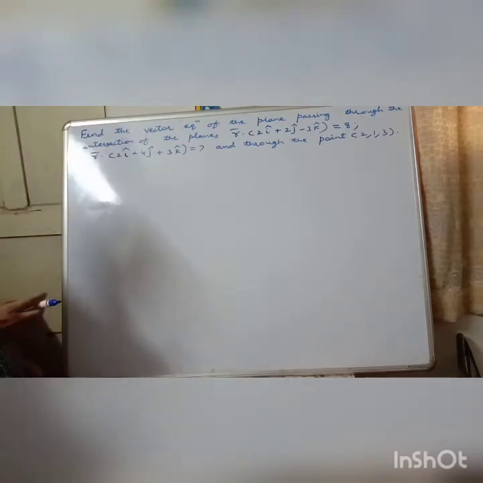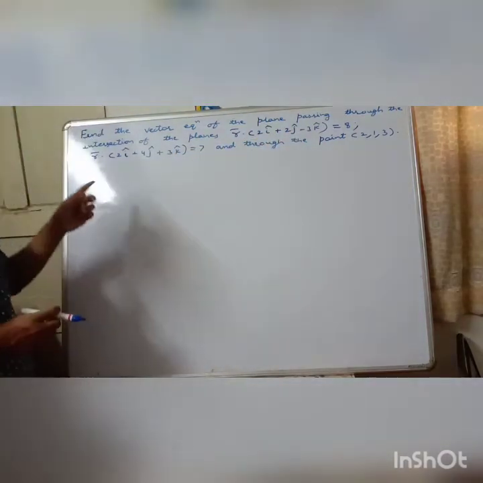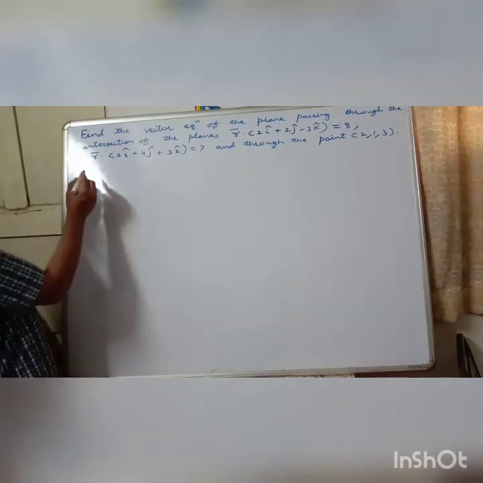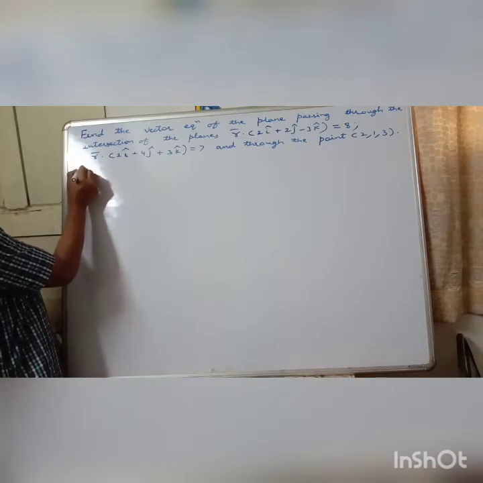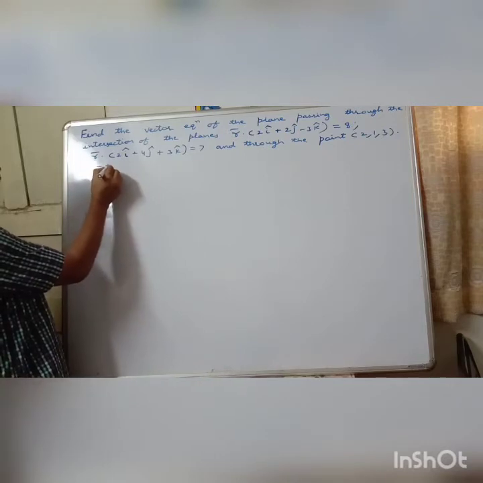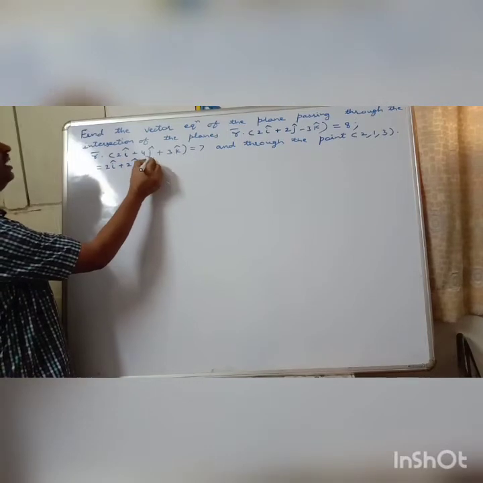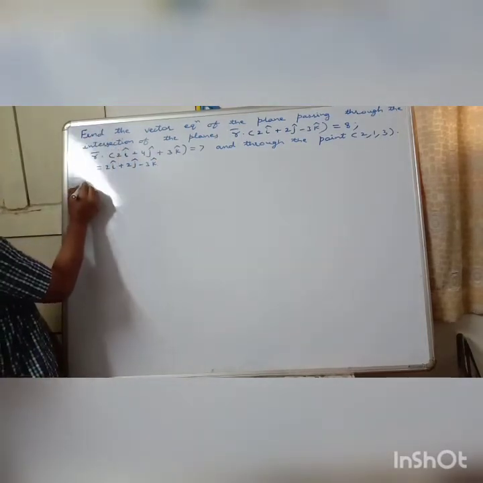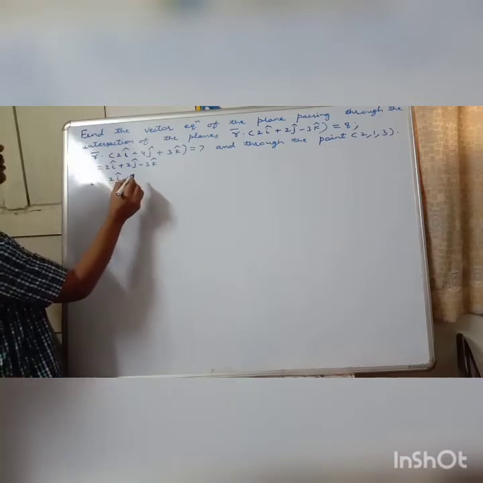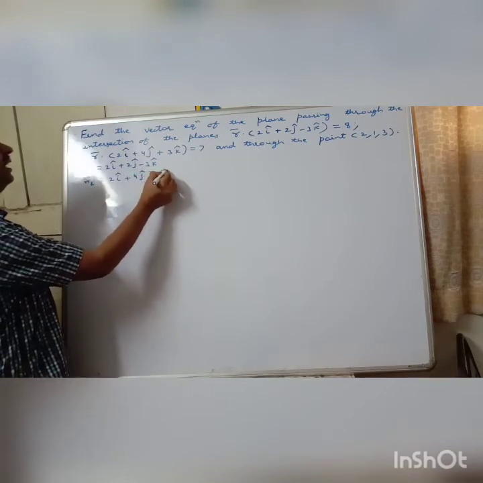So these planes, they are of the form r bar dot n1 bar equal to d1, r bar dot n2 bar equal to d2. n1 bar, vector normal to the first plane, 2i plus 2j minus 3k. n2 bar, 2i plus 4j plus 3k.